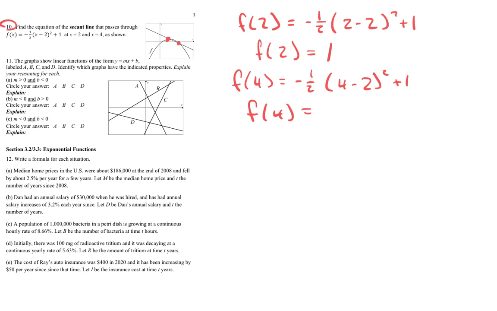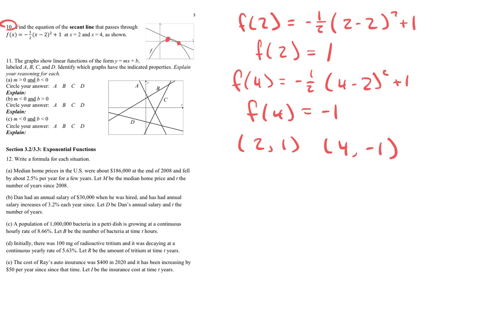So we'll have 4 minus 2, which is 2. We square that, we get 4, times negative 1/2, we'll have negative 2, and then we add 1, so that'll be negative 1. So we have our 2 points here: the point (2, 1) and the point (4, -1).